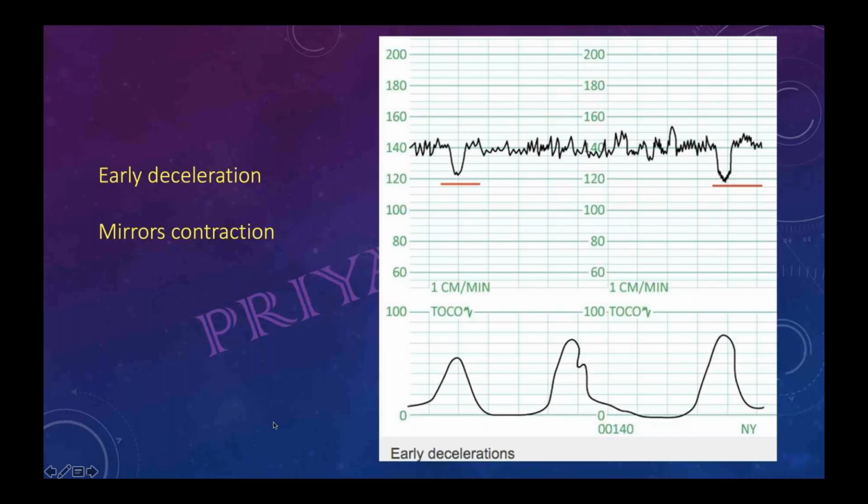And again, this is another trace. Now see, these are the contractions and these are the decelerations. Their tips will coincide this way. Now this is again a trace, and you can see it is again 1 centimeter per minute. Fine. So these early decelerations are a mirror image of the contraction.